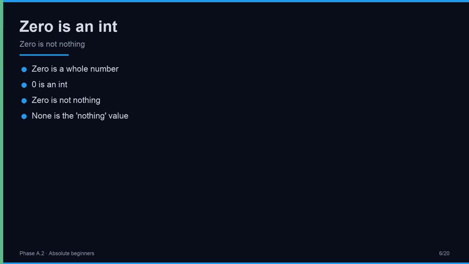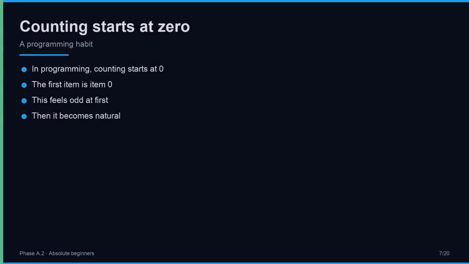A common point of confusion worth clearing now. 0 is an int. It is a whole number, a real value, the count of nothing. It is not the same as None. None means there is no value at all, the question has no answer yet. 0 means the answer is 0, which is a perfectly good answer. An empty shopping basket has 0 items. That is an int. A basket you have not even looked at yet has None. That is not. The difference matters. 0 is not None.